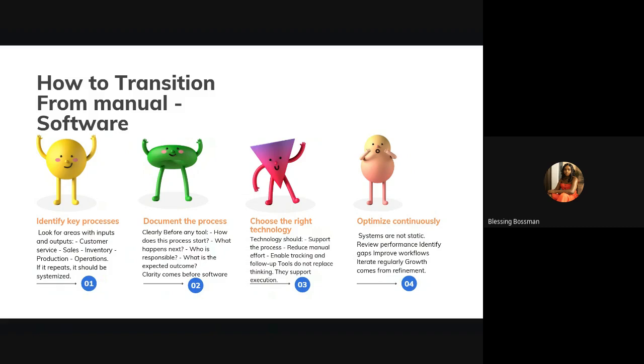And the next thing you need to do is to optimize continuously. Don't think that now that you have documented your process and you are using the right tech, that's where it ends. No, it doesn't end there. You have to continue refining your workflow. You have to keep iterating, knowing how to improve, how to make things better. This is how you grow. This is how you scale.